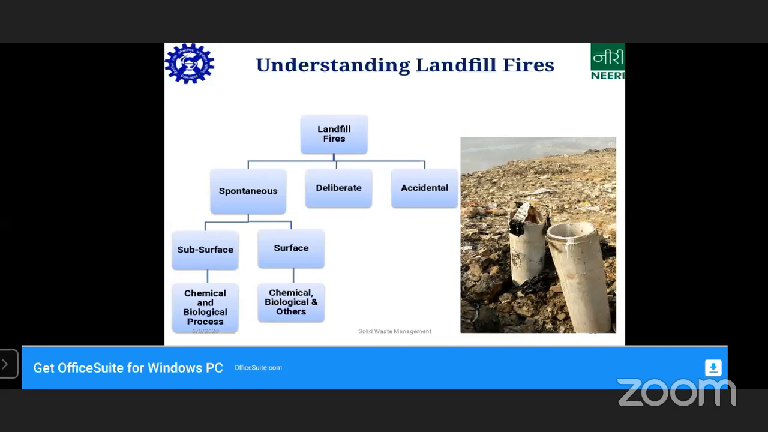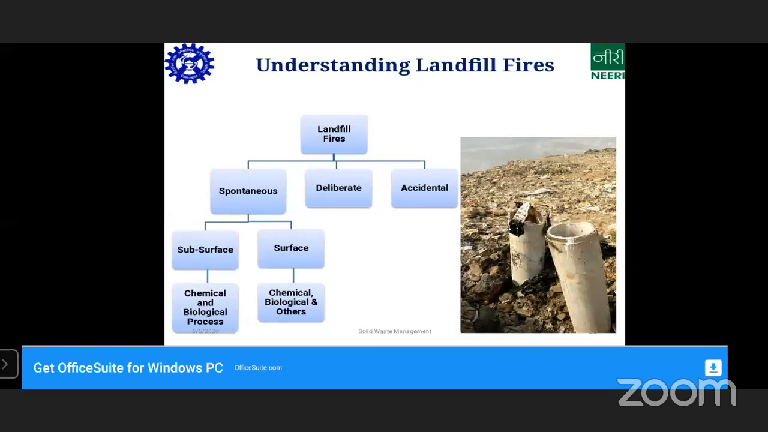And sometimes there is an accidental fire, maybe some kind of battery is dropped in, a lithium ion battery or lead battery, then it comes into contact with some chemical and catches fire. Those kinds of incidents happen. Then the spontaneous fires are again classified into subsurface and surface. If you go a little deeper, there are a lot of biological and chemical factors.